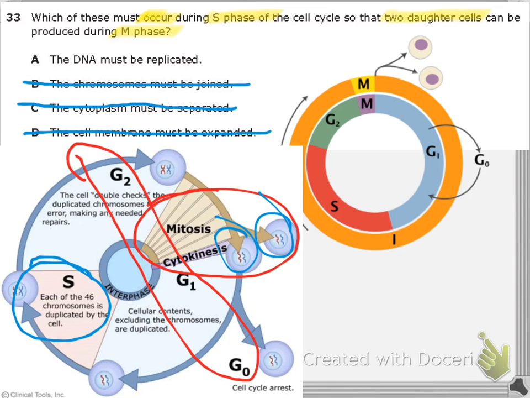So S phase, just remember, S equals synthesis, synthesis equals make, right? So when we look back at these wrong answers, we can see that expanded, that's not make. Separated, that's not make. And joined, that's not make. Replicated, that's a make. That means make. So that should tell us that that's the answer.